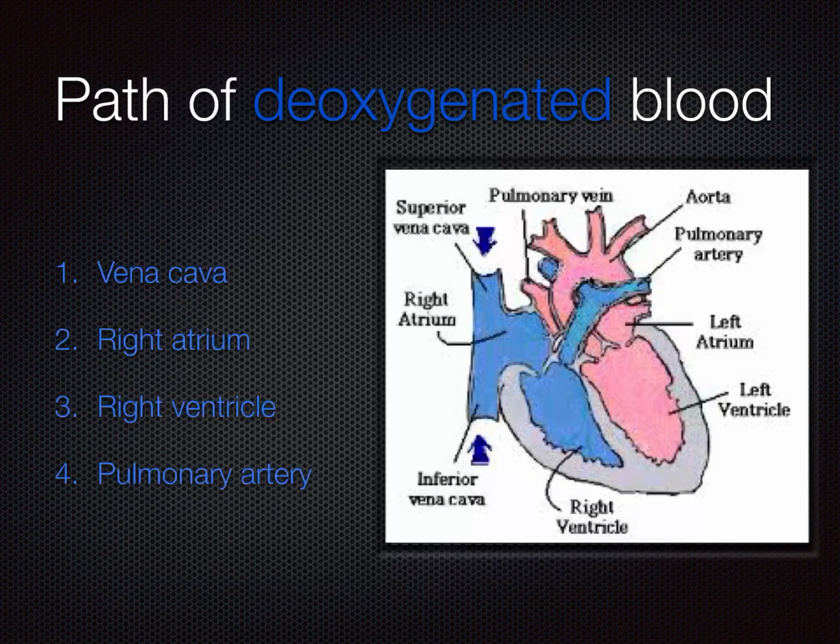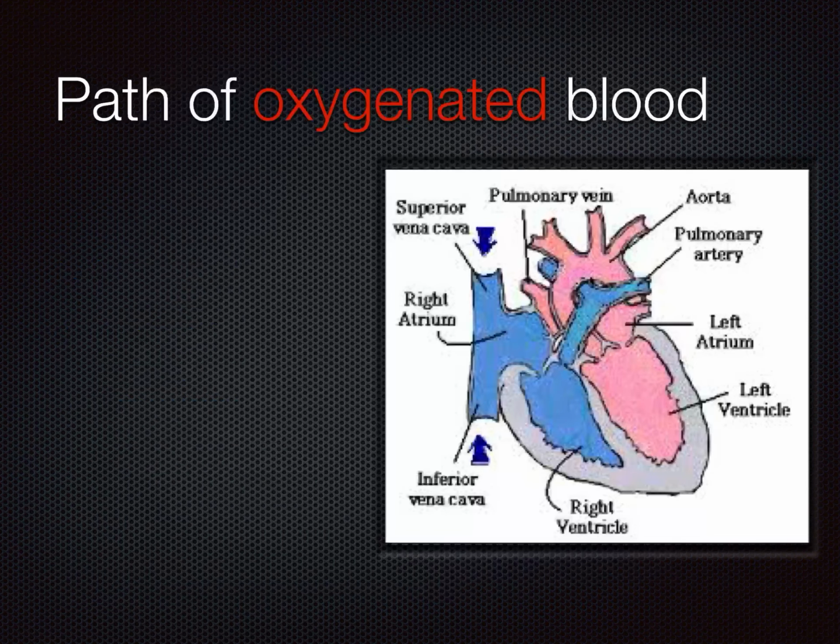When it arrives at the lungs, it becomes oxygenated. So, again, it has to leave the lungs and come back to the heart. If it's going to the heart, it's a vein, not an artery. It's coming from the lungs, so we're going to use that word again, pulmonary. So pulmonary vein, vein tells you it's going to the heart, and pulmonary tells you it's coming from the lungs.